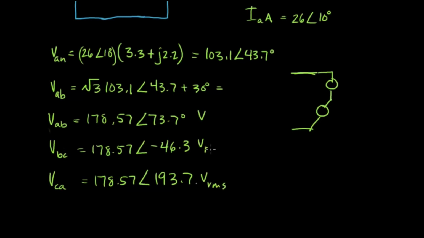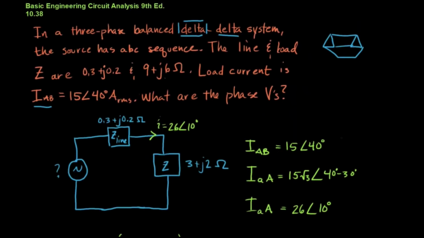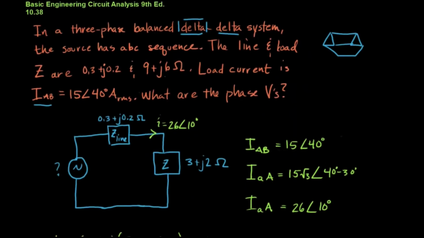And don't forget that we want to label these V RMS. And those are the phase voltages of the delta network described in this particular problem.